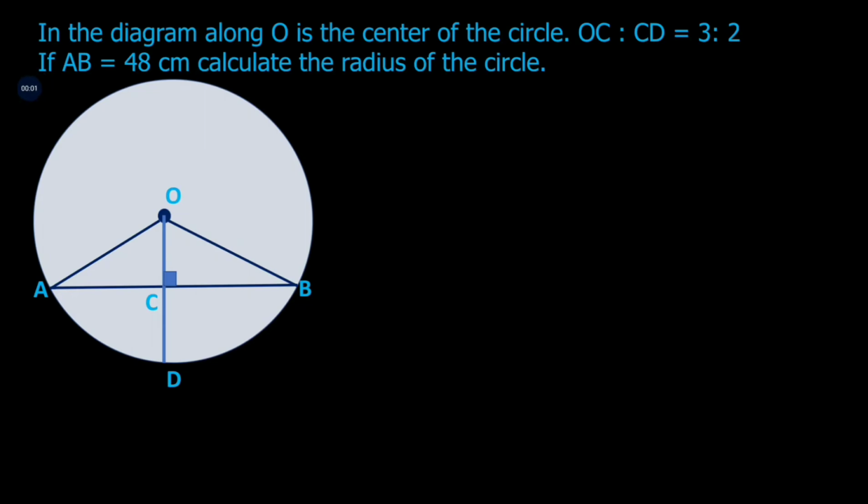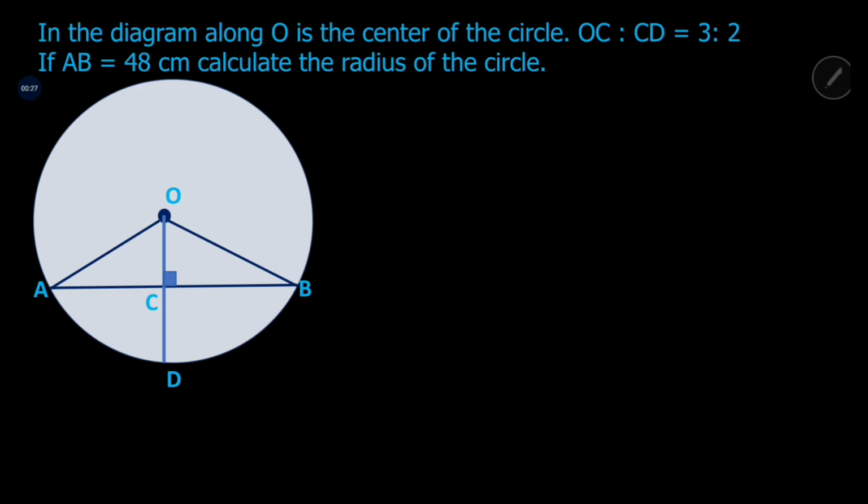The first question we're going to look at, we're given a diagram of a circle with center O. We are told that the ratio OC is to CD is equal to 3:2. And we're also told that AB is equal to 48 centimeters. So if AB equals 48 centimeters, calculate the radius of the circle.